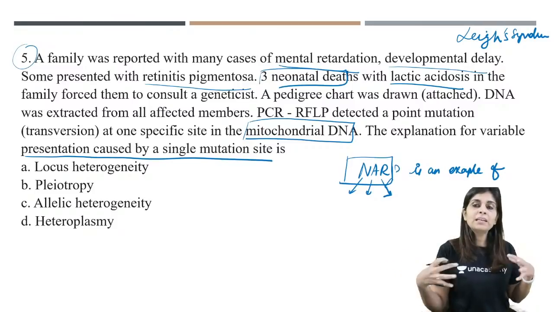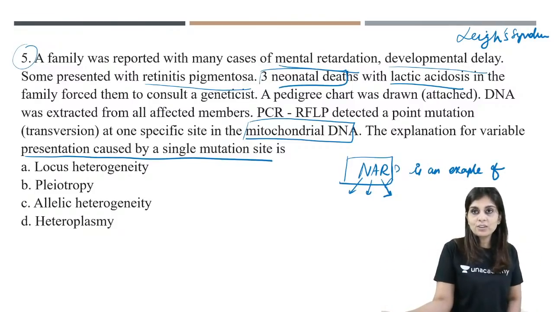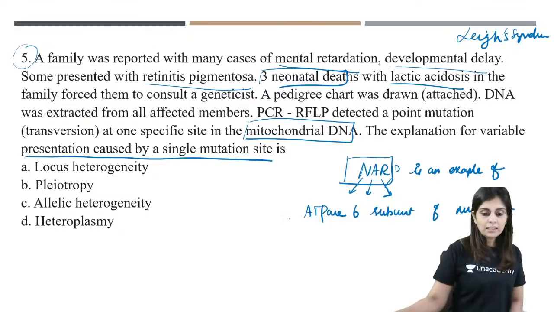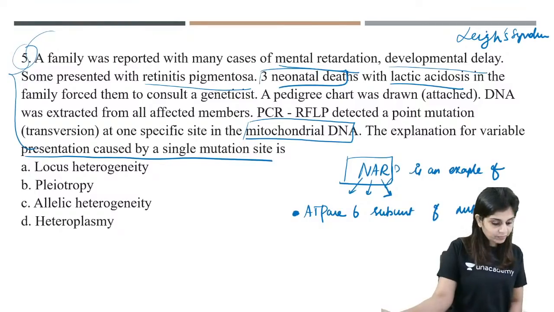So this syndrome, with multiple presentations. It's not a syndrome. There are multiple forms of presentation of one disorder, which is caused by the ATPase 6 subunit of mitochondrial DNA. So this one gene mutation can present with so many presentations. And what is the reason for this?